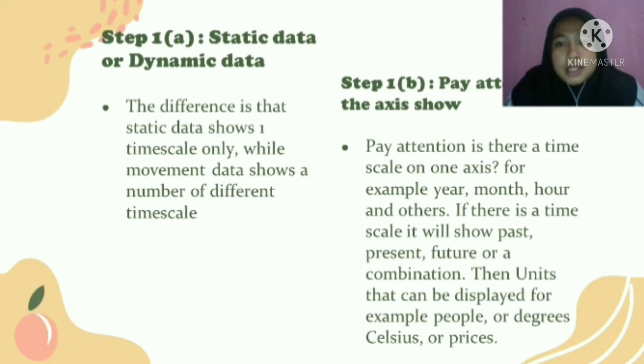Pay attention to the time scale on one axis, for example, year, month, hour, and others. If there is a time scale, it will show past, present, future, or a combination. Then the units that can be displayed, for example, people or degrees Celsius or price.